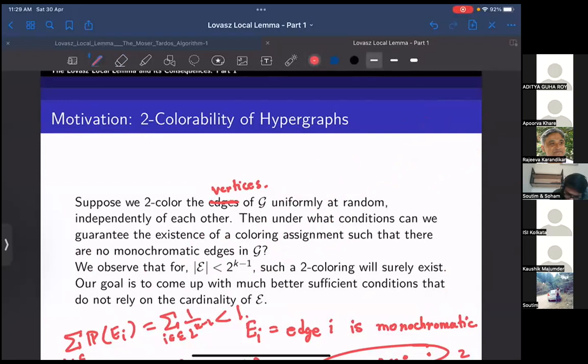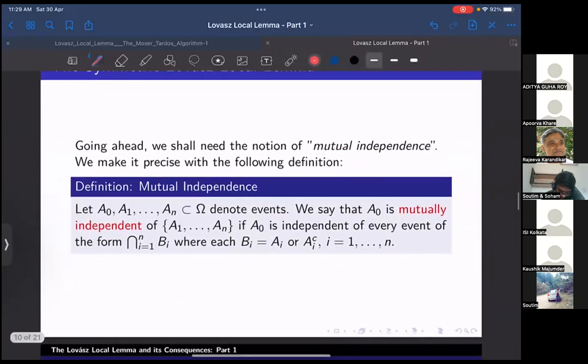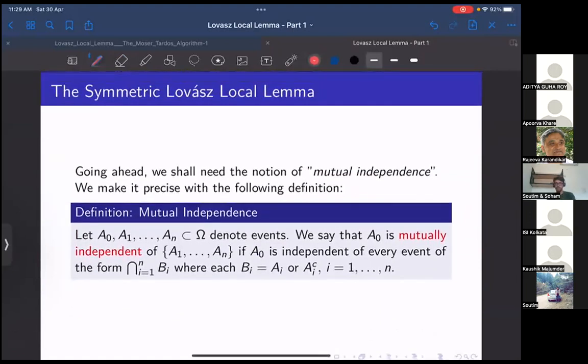A very bad thing to say would be that even if we have such a sufficient condition, if we just add 1 to this, our argument fails. So we need better sufficient conditions now. Now we have come to the topic that we wanted to talk about. It is the symmetric Lovász Local Lemma.